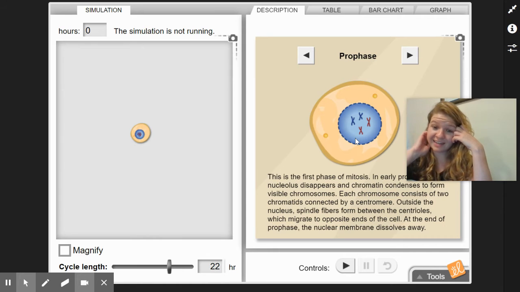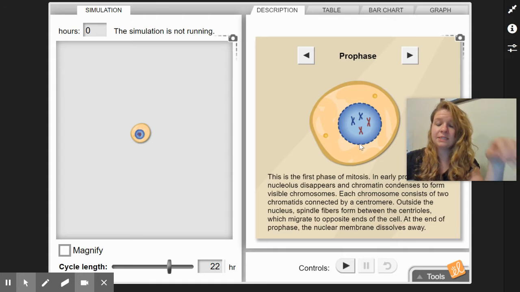It's really cool because you can actually look at a cell undergoing this, and it forms these little X's. It's so interesting. So this is the first stage of mitosis. Our nuclear envelope, see that dotted line? That's starting to disappear because we don't want our nucleus to be here when cell division is actually happening, because we need to actually split our nucleus into two.